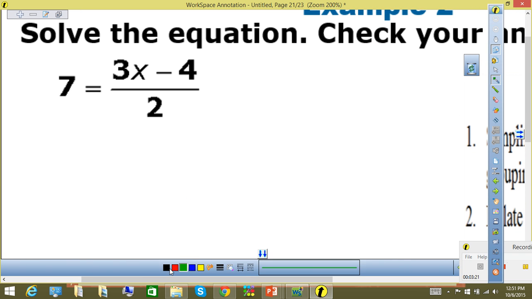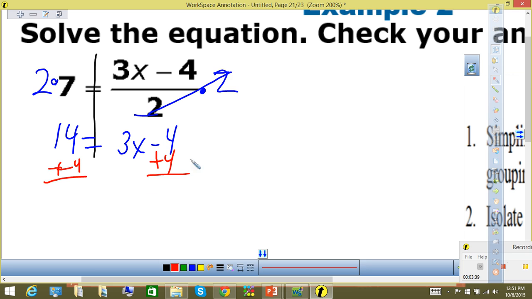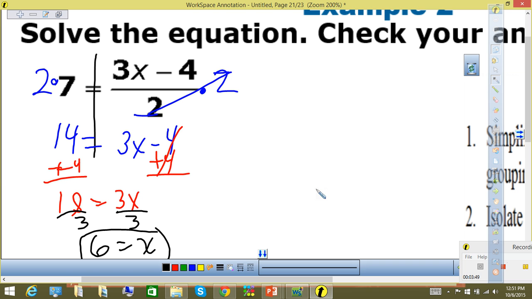All right, here goes the process. Line down the equal sign. 2 is dividing, so I need to multiply times 2 both sides. This is 14 equals, here's a giant 1. We're left with 3x minus 4. Plus 4, plus 4. We got 18 equals 3x. And my last step, divide by 3. 6 equals x. Okay, hands if you got that.